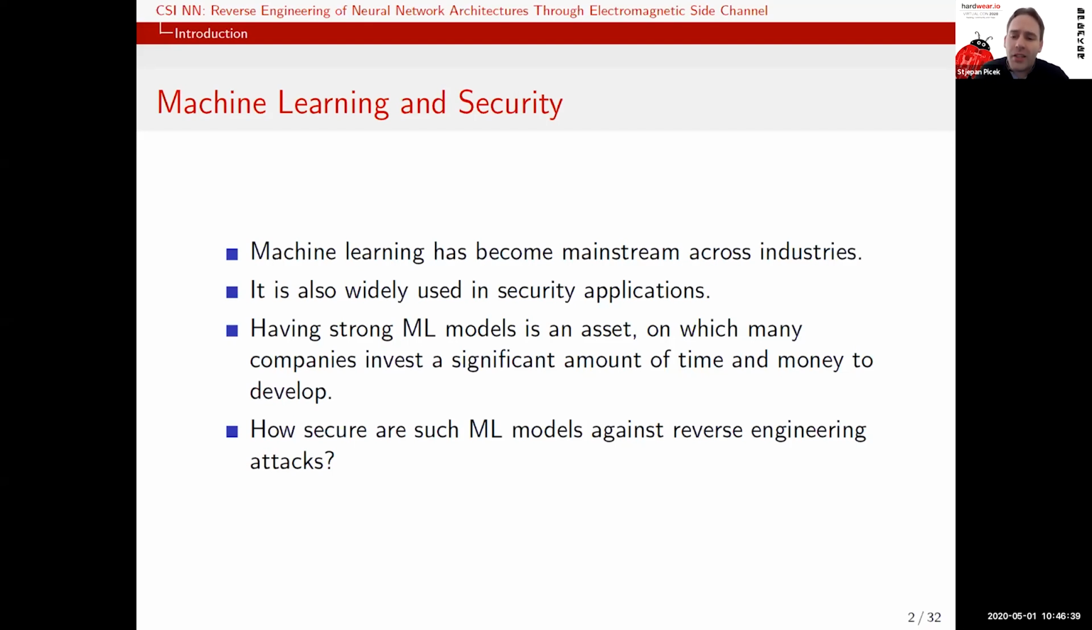If you have a task and you have a very good machine learning model to solve that task, maybe this is information you don't want to share with your competitor, because you spent a lot of time, money, and manpower to make a model like that. The question is, okay, you have that model. You think you now have something that you can use and your competitors do not have. But how secure are those models against reverse engineering attacks?